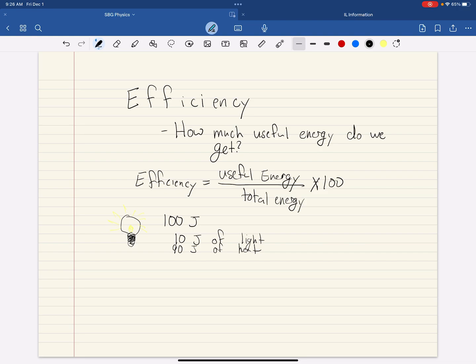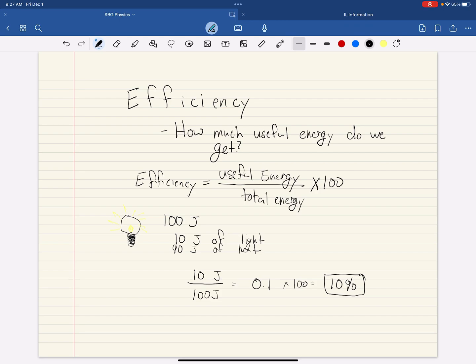So if I wanted to plug this into my equation above, I would say that I'm getting 10 joules of useful energy divided by 100 joules of total energy, which is going to be 0.1. So if I multiply that by 100, I get a 10% effective light bulb. So that's one way that we can look at efficiency: it's the amount of energy that's actually the type that we want versus the total amount of energy that you have.